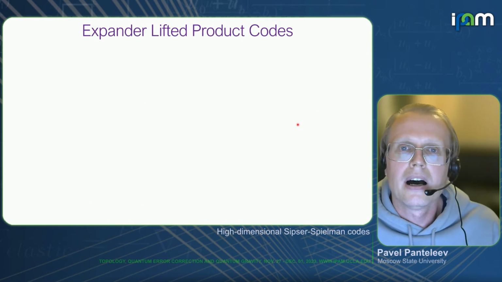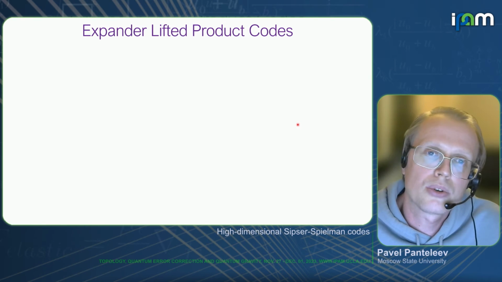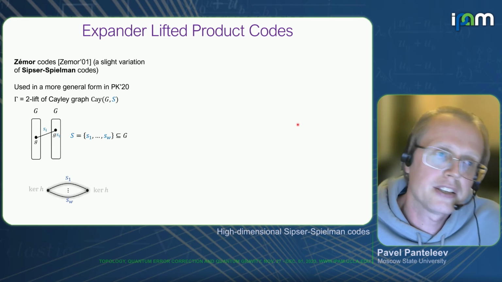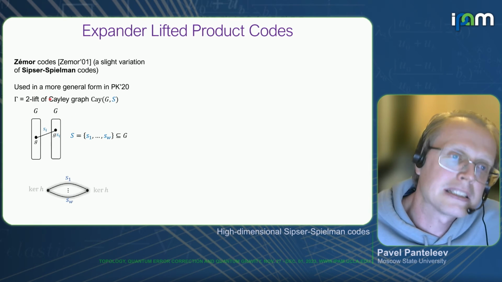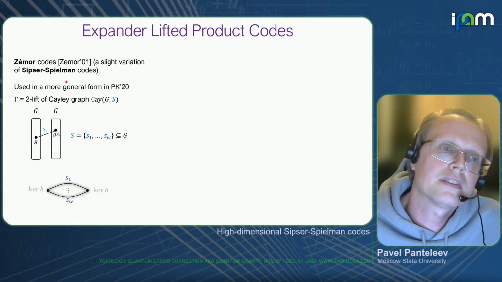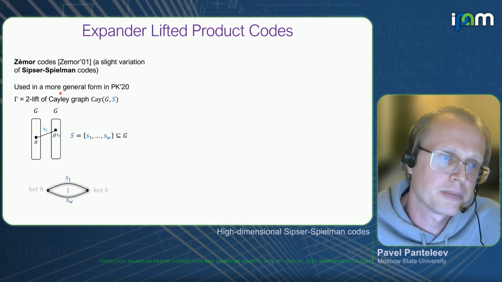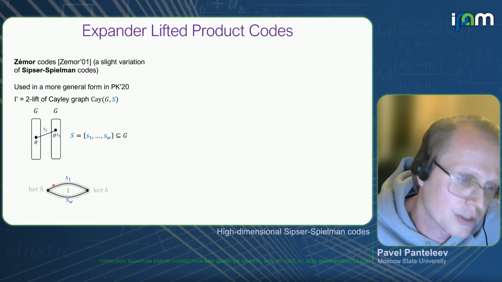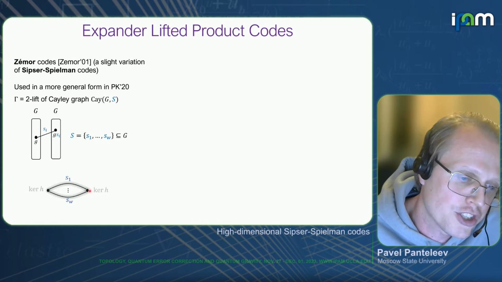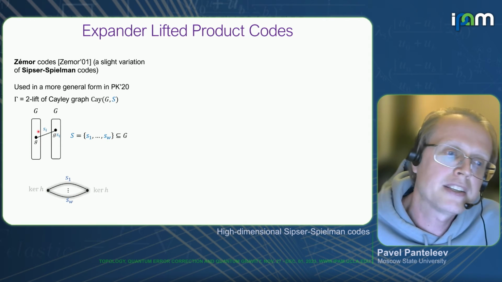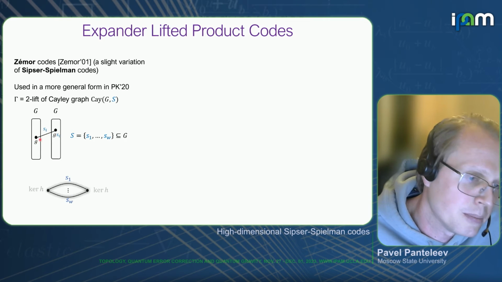Okay. But let us describe the construction that I usually call the expander lifted product codes. The idea is as follows. First, we design a classical LDPC code. In particular, here we propose to use the Zémor code, which is a slight variation of the Sipser-Spielman code. This is also a graph code, so the code is defined on the graph: you place your bits on the edges and your checks on the vertices. But here the graph is a double cover of a Cayley graph, and it has a very simple description shown here.